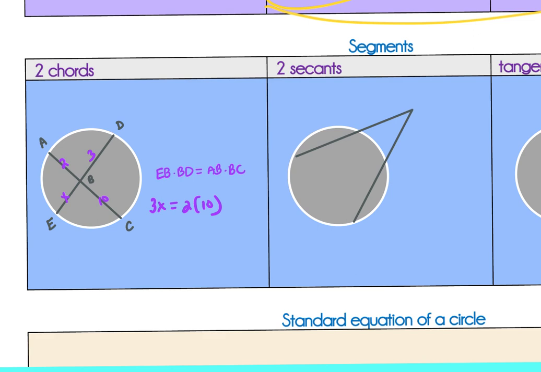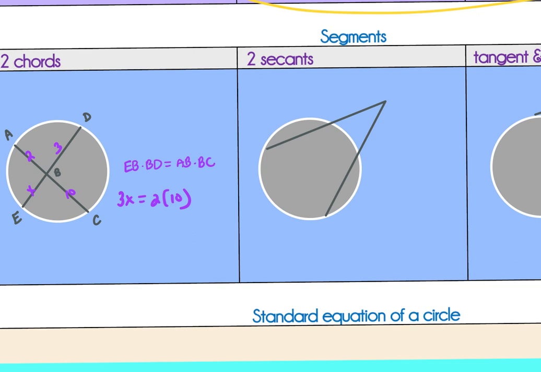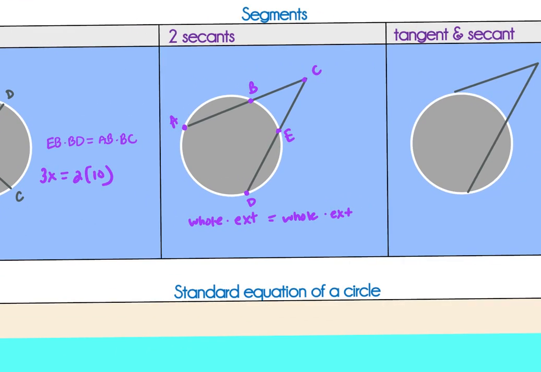Then there was 2 secants. This is your whole external. So the whole secant times the external part equals the whole secant times the external part. If this is A, B, C, D, E, then AC times BC would equal DC times EC. Whole times external equals whole times external.